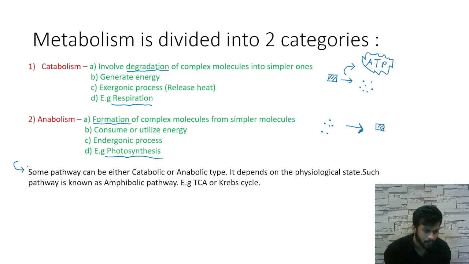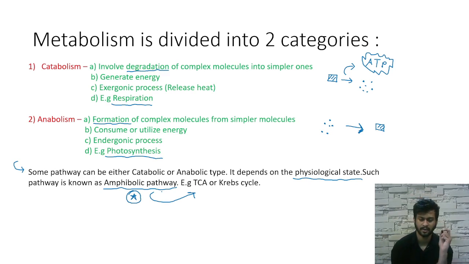Next point: some pathways can be either catabolic or anabolic type, depending on the physiological state. All those pathways which can follow either catabolic or anabolic type are referred to as amphibolic pathways. The best example is the TCA cycle or Krebs cycle. This is an important point you need to remember. A question can be asked in your exam: which of the following pathways is of amphibolic type? The correct answer will be Krebs cycle.